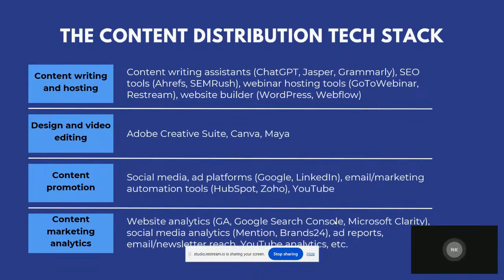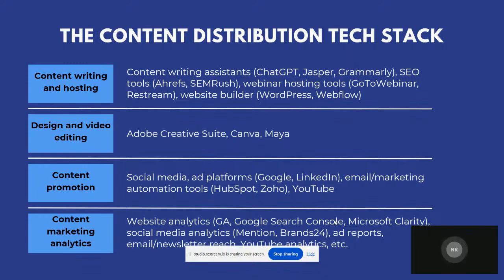And the tech stack can be divided into four categories, starting with content writing and hosting, design and video editing, content promotion, and finally, content marketing analytics. Right? Content writing and hosting. It's the era of AI, right? So we all use ChatGPT, we use Perplexity. There are other specialized AI content writers like Jasper, Copy.ai, Phrase.io, Byword AI. There are plenty of them, right?